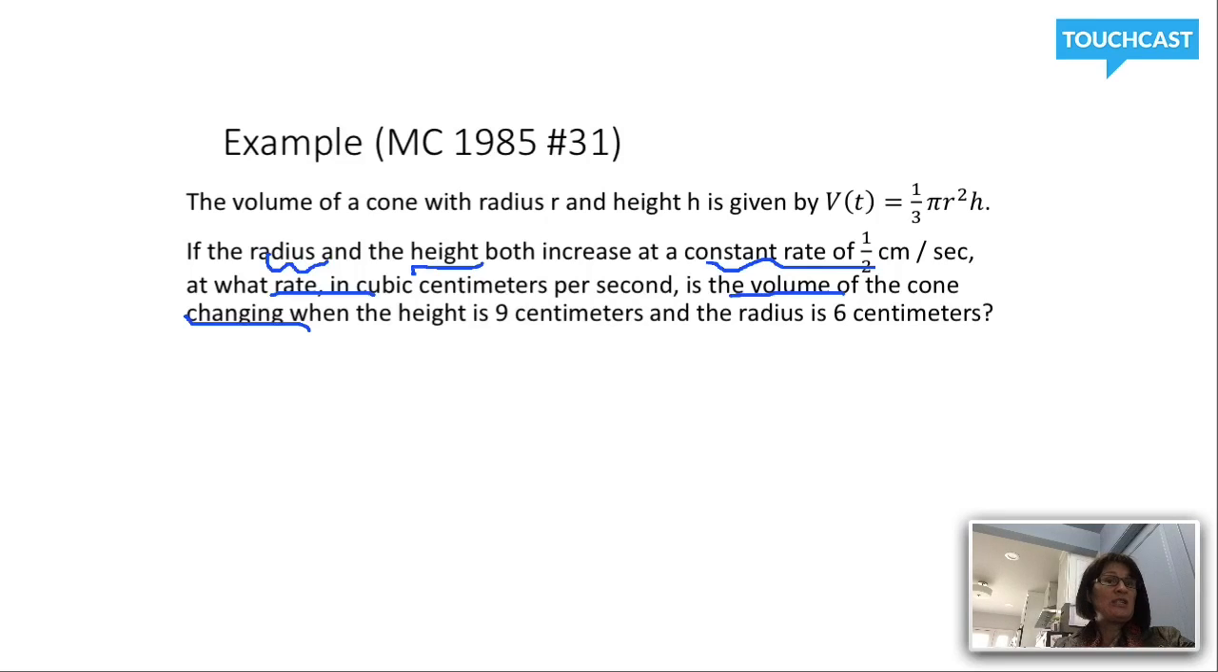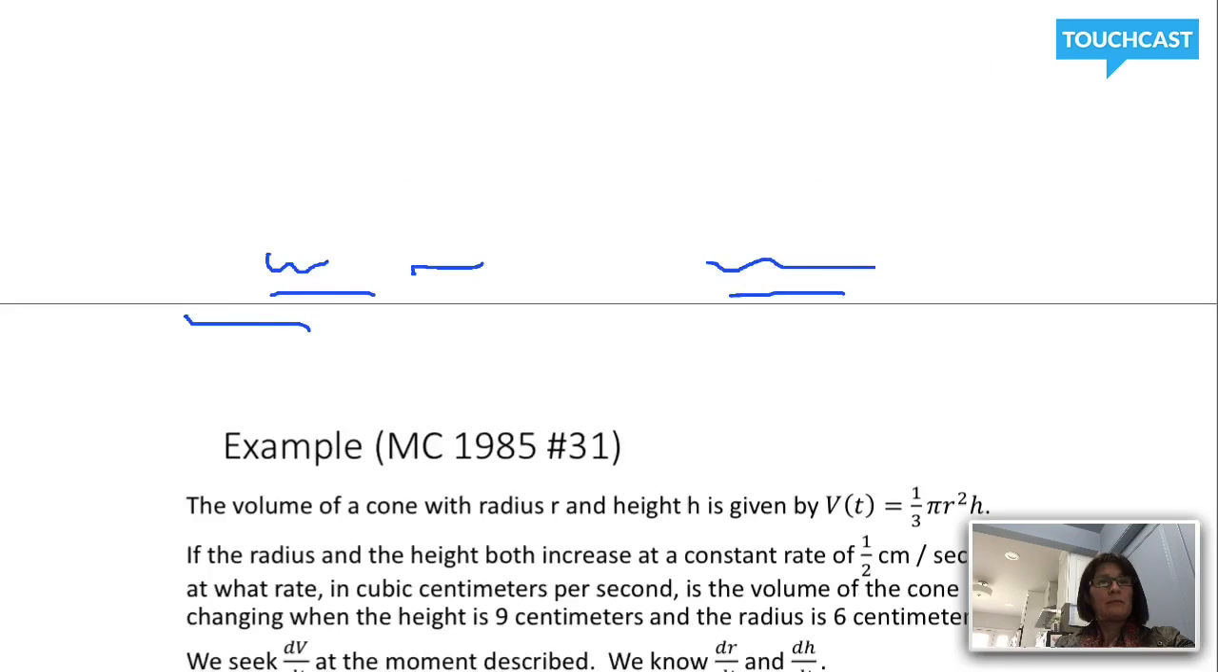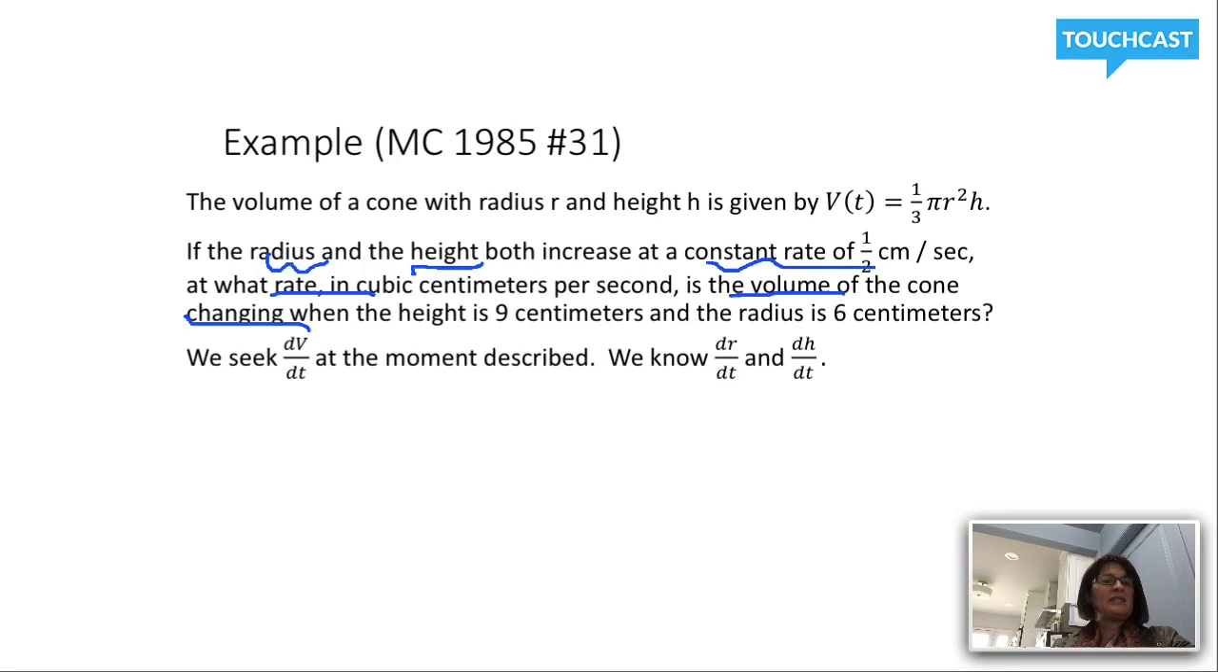So we know dr dt. We know dh dt. We want to freeze the picture at one specific moment in time when height is 9 centimeters and radius is 6. And the thing we're looking for is dv dt. How fast is the volume changing with respect to time? Okay, so we seek dv dt at the moment described. We know dr dt and we know dh dt.